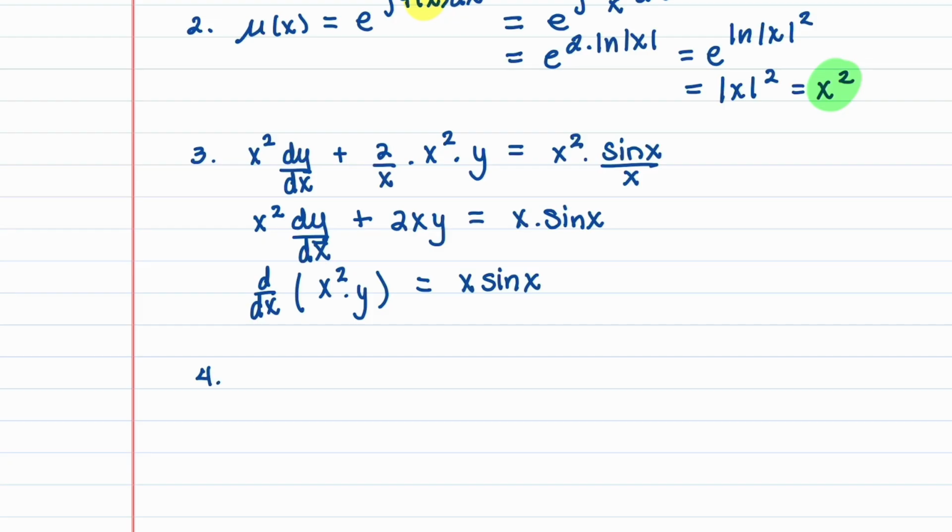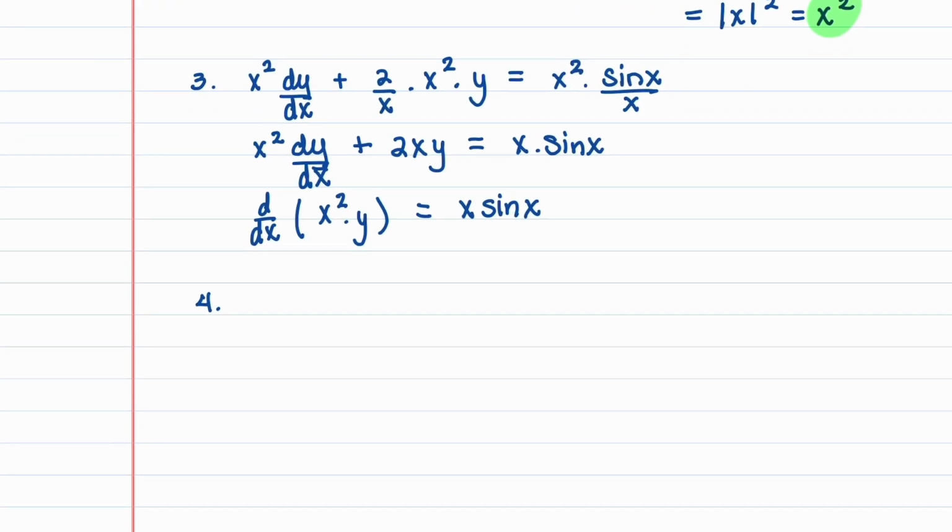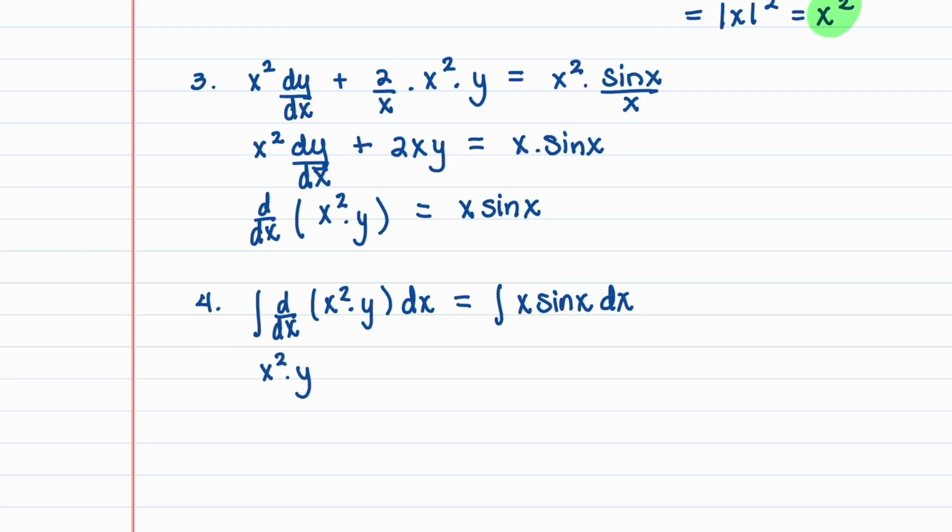Now, in step 4, we can integrate both sides of the equation. That's going to enable us to eventually find y. We have the integral d dx of x squared times y dx. And then on our right-hand side, we have the integral x sine x dx. Let's work on our left-hand side first. We're taking the integral of a derivative, so we just get back x squared times y.